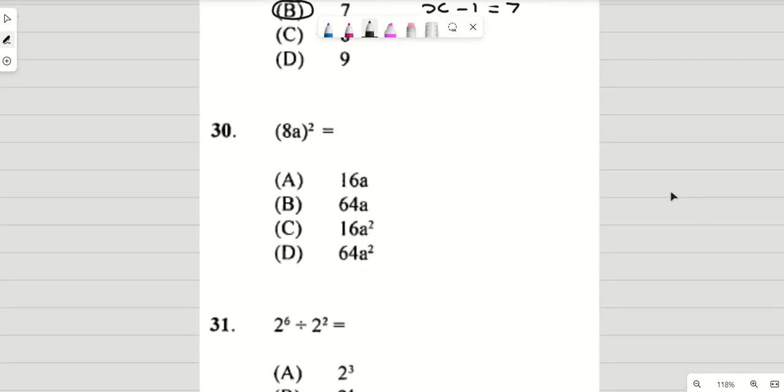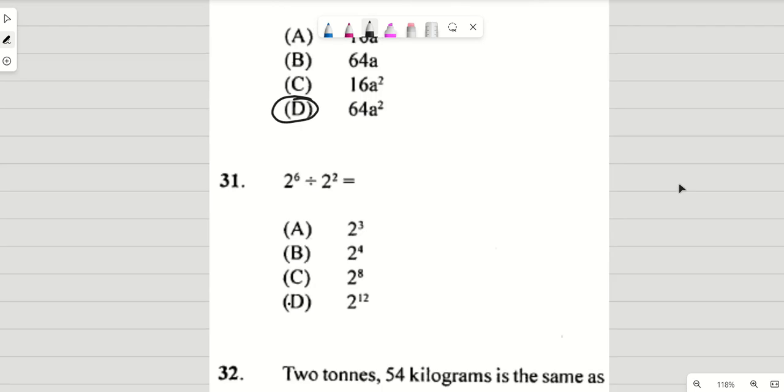Right, this here means 8a all squared means 8a multiplied by 8a. 8 8s are 64, a by a is a squared, so the answer is 64a squared. Then this one, 30.